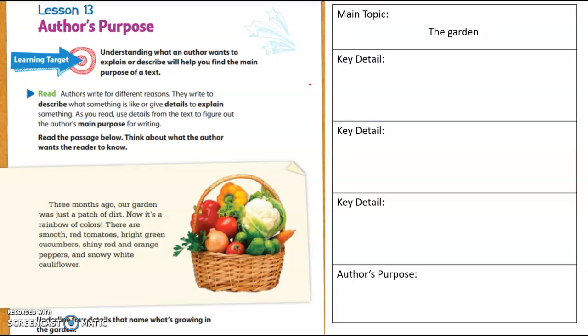So this text was all about a garden. Now let's talk about some of these key details. I see that it mentions the smooth red tomatoes. I also see it mentions bright green cucumbers. What else does it mention? It probably said shiny red and orange peppers.